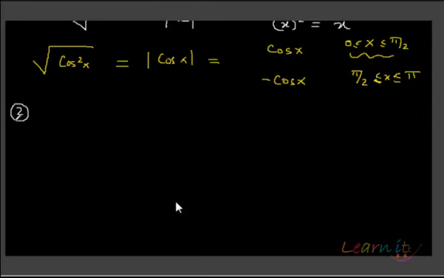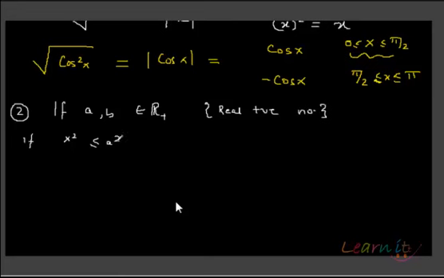Now the second important property relates to real numbers. If we have two real numbers A and B, what sort of relationships can we have? These are two positive real numbers; R plus essentially denotes the positive real numbers. So what happens when x square is less than or equal to a square?